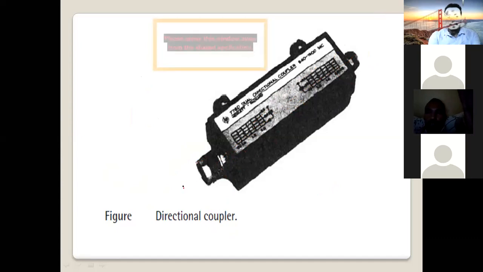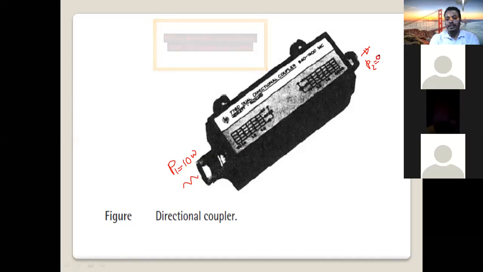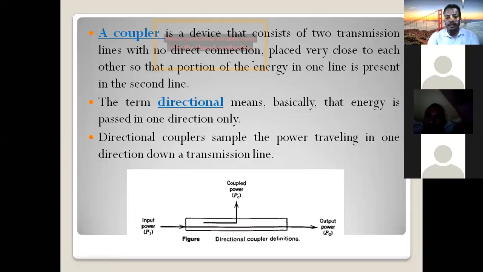Now, if you apply a signal here, it is input power P1, our input signal. Let's say a 10 watt signal is applied at this port. We call it the input port. This is our output, we call it direct port P2, port 2. Which is called what? Direct port, we get 9 watt. Okay, we get 9 watt.